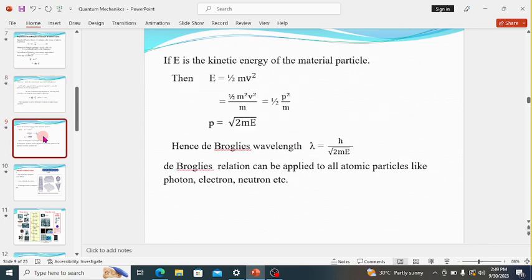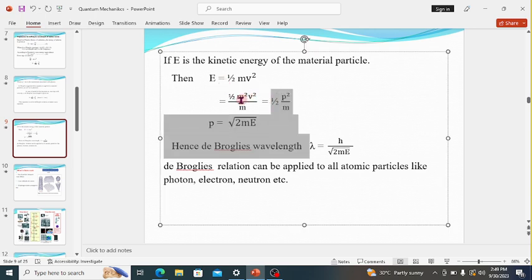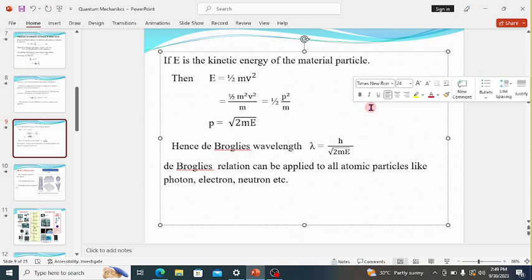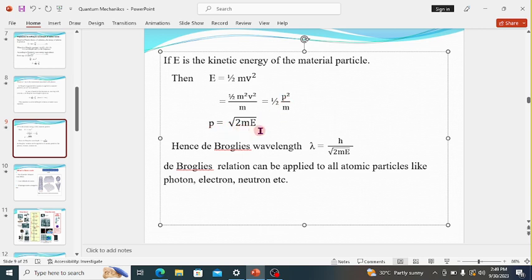Now if we want to write de Broglie's wavelength in terms of kinetic energy, how to write? We know kinetic energy E is equal to half mv square. Here I will multiply and divide with m, so I will get m square v square, that is p square by 2m. From this I can write p is equal to square root of 2mE.